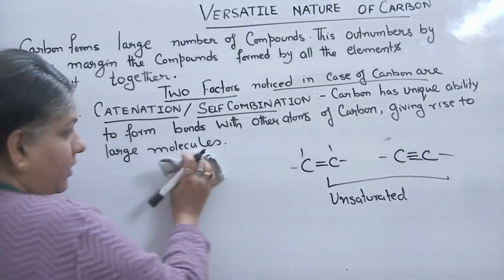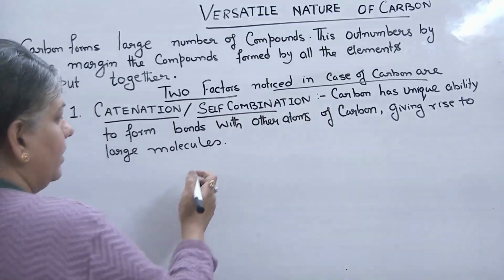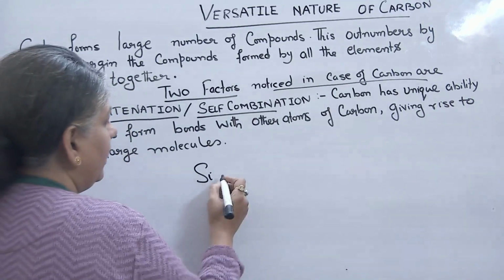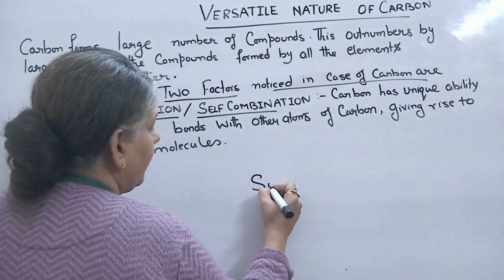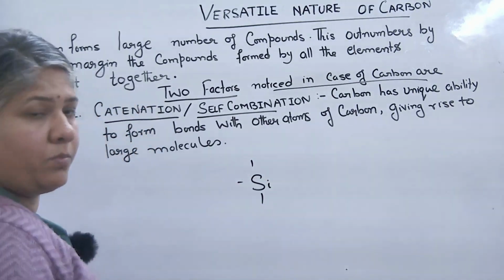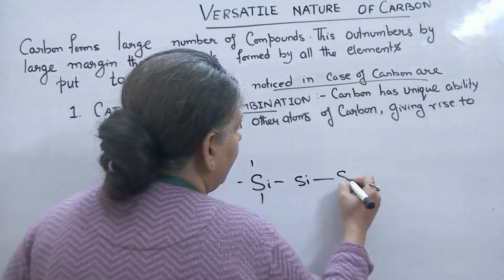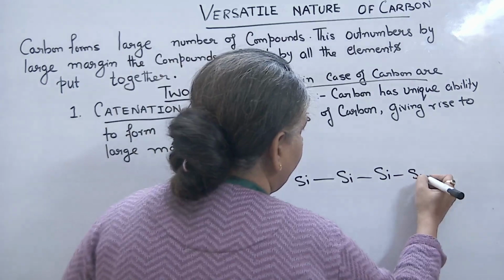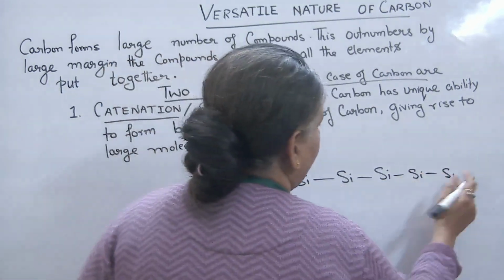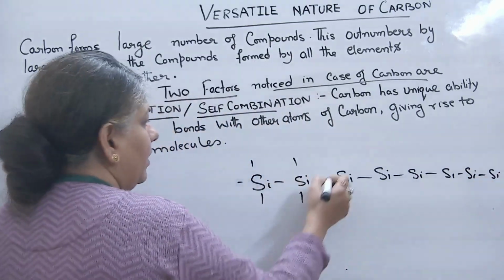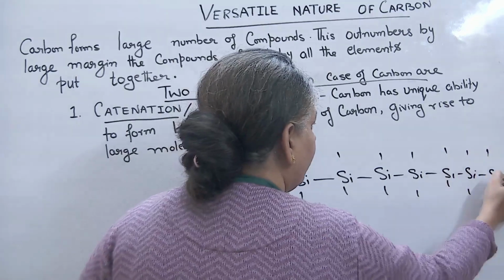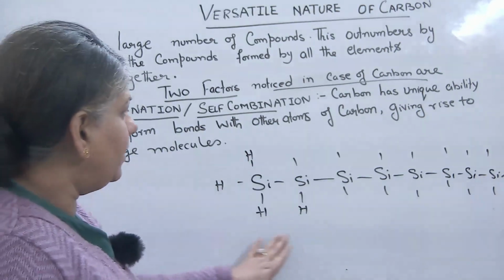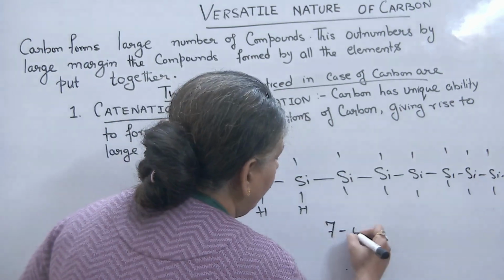The property of catenation is also exhibited by silicon, but the extent of catenation is very less. Silicon forms compounds with hydrogen. It will also form 4 bonds. So silicon will join with another silicon, and this chain can extend up to 7 to 8 atoms of silicon, and these are all hydrogen atoms that are present.